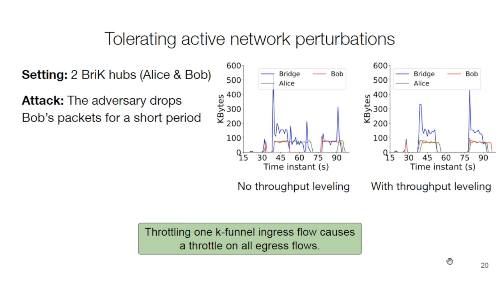We also wanted to test our throughput leveling mechanism, and what information it reveals to our attacker. As you can see here, we did a small experiment with two users. Alice and Bob are uploading a file over the Tor network. An attacker drops Bob's traffic for short periods of time around instance 51, as you can see there, when the red line dips. If I were an attacker, I would look at that and see, okay, the blue line, which shows the traffic that goes from the bridge to the Tor network, has to belong to Alice because I dropped Bob's packets. This is without the throughput leveling mechanism. However, if we turn on the throughput leveling mechanism, you see that the same experiment does not reveal anything to the attacker.